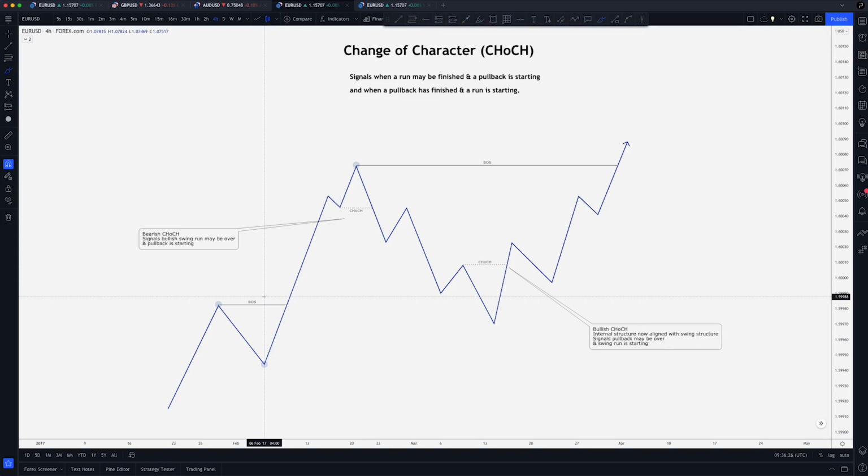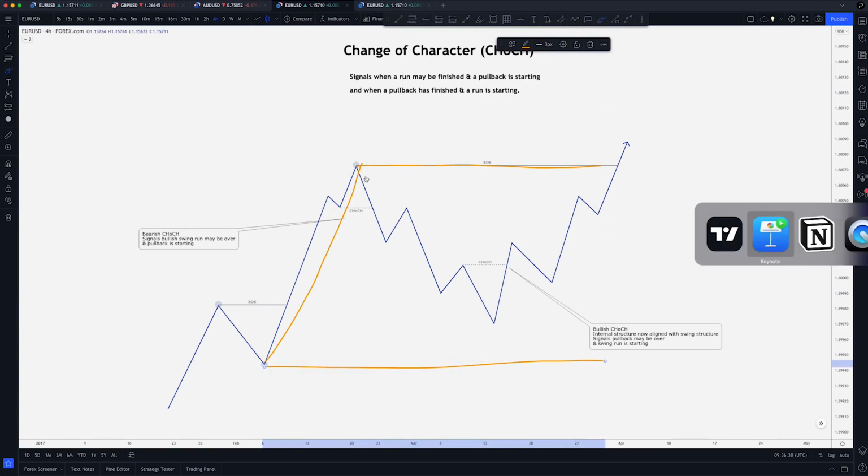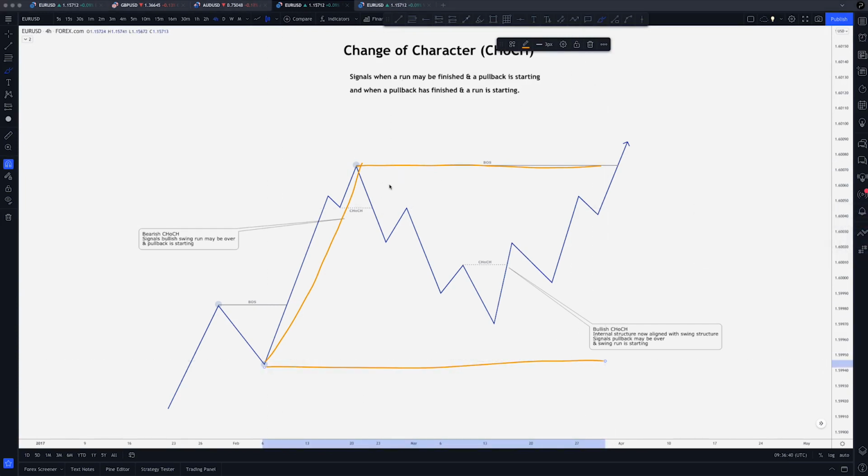So how can we know when that swing run is over and that pullback is about to start? Well, this is where change of character becomes really handy, where essentially this is all one swing leg up, okay? So we're now playing within this next range, and we want to know, can we play that pullback, right?